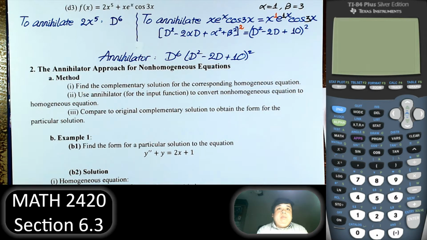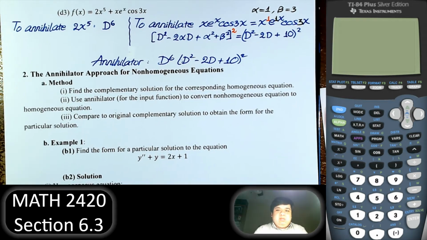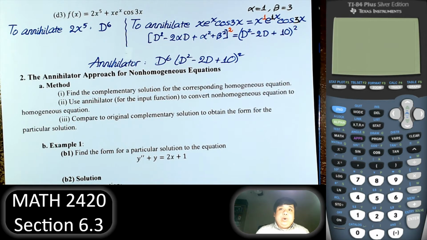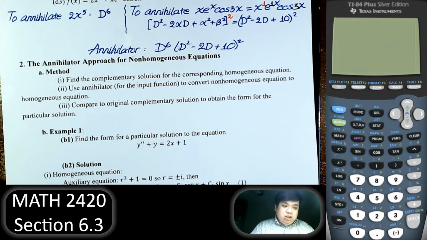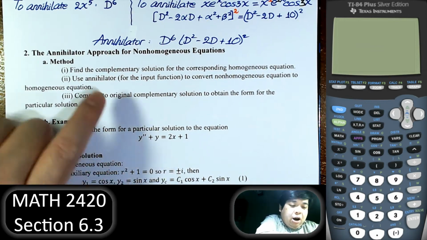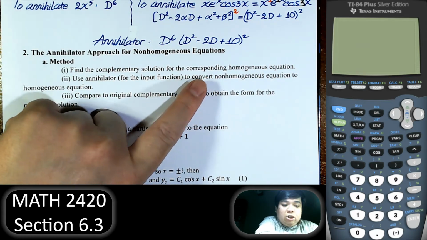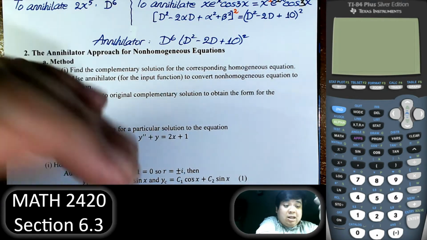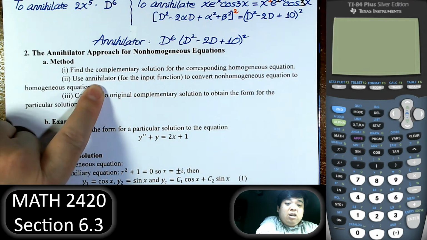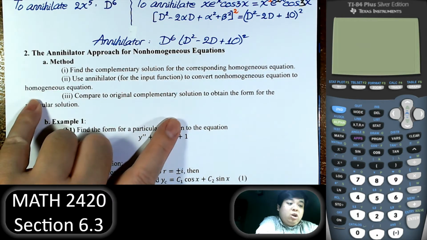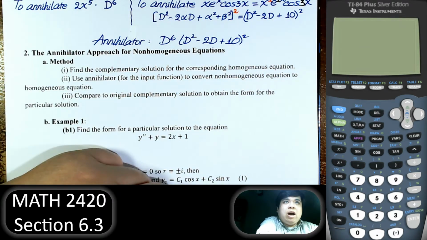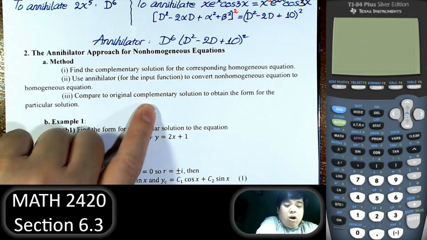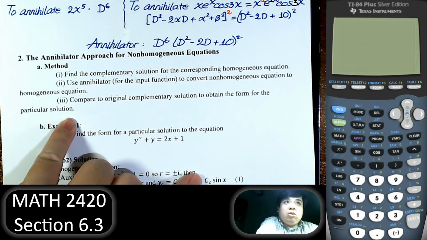So now we know how to find the annihilator. By the way, this annihilator is related to the auxiliary equation. All we do is replace r by d. Now, how do we use the annihilator approach for the non-homogeneous equation? This is how we do it. First, find a complementary solution to the corresponding homogeneous equation, because that's easy, usually that's what we do first. Then find the annihilator to convert the non-homogeneous equation to a homogeneous equation, so pretty much we multiply that on both sides. Then compare the original complementary solution to obtain the form of the particular solution.